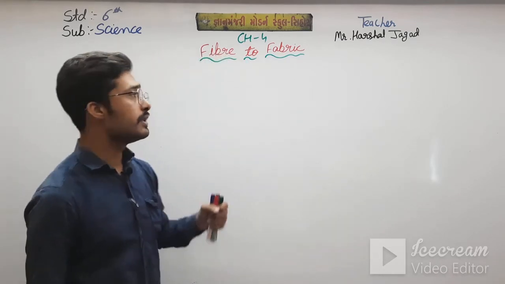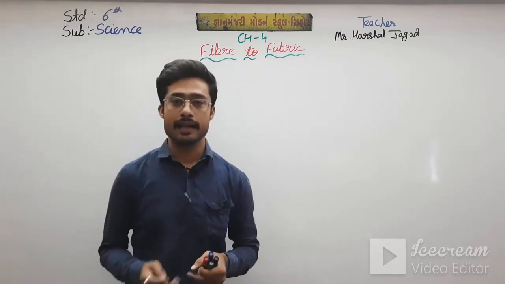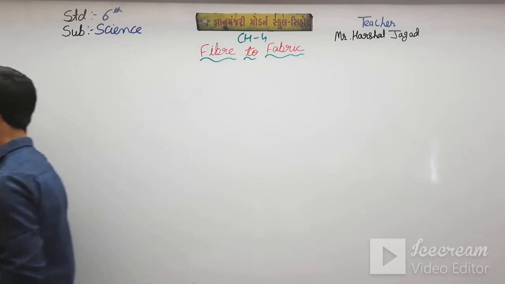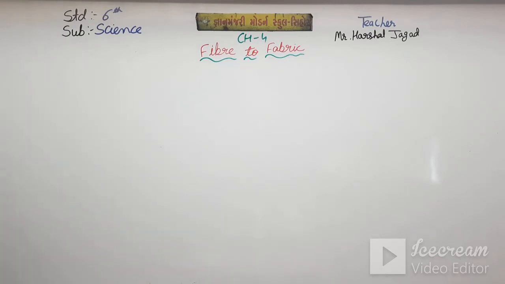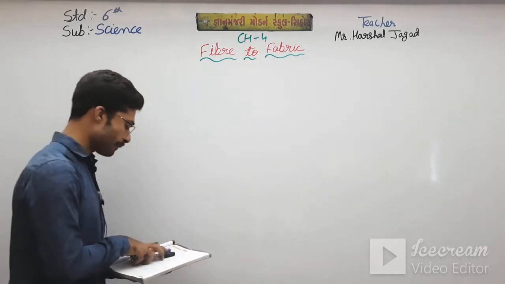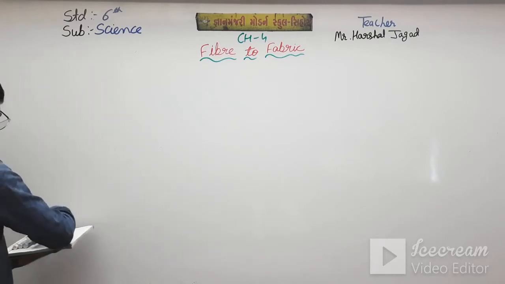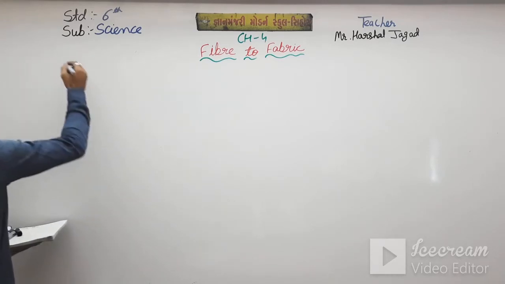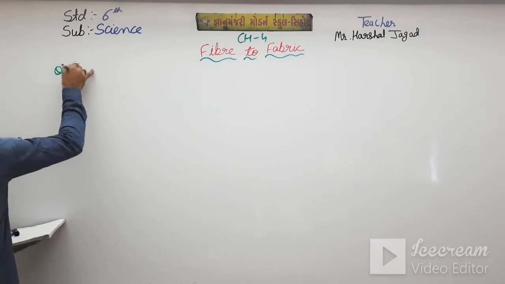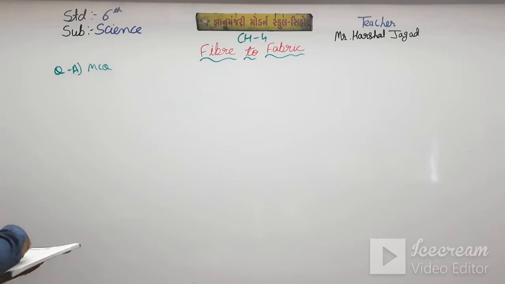So in the previous video I have just given you the homework of finding the answers of the exercise. So I am just writing the answers, you just confirm all the answers. So first of all we will start with choose the correct option. So for that question A, that is MCQ. I am just writing one by one answers, you just confirm your answers.